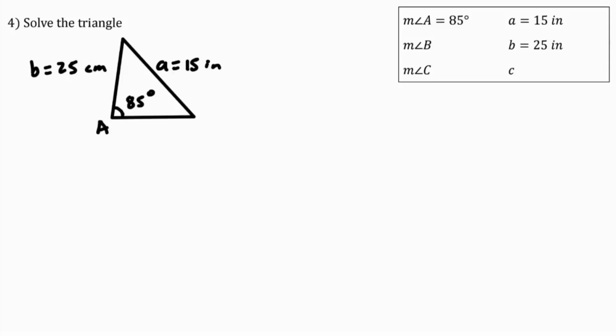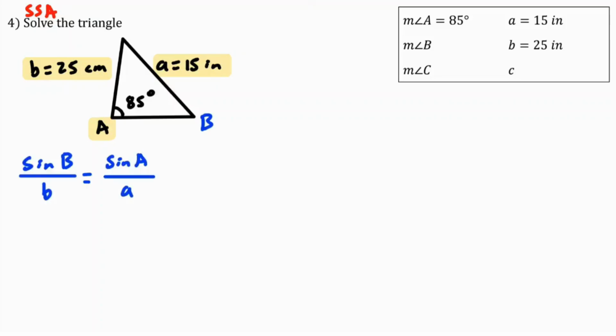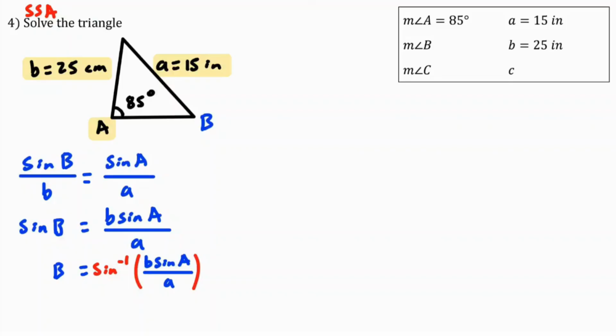So we'll draw the triangle. With our given information, this will be a side-side angle, meaning there could be one or two triangles, or maybe even zero. Since we have all the A's, we're going to use that. And since we have side B, we're going to solve for angle B first. So we have sine of B over B equals sine of A over A. We'll multiply both sides by B, and we'll take the inverse. So we have B equals sine inverse of B sine of A over A.